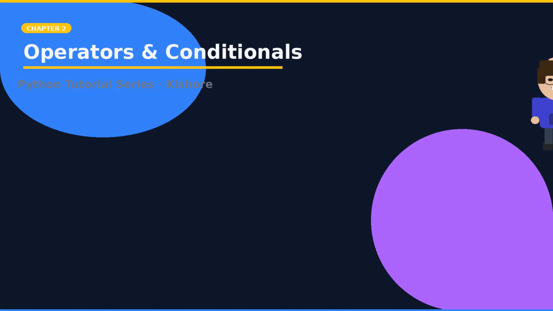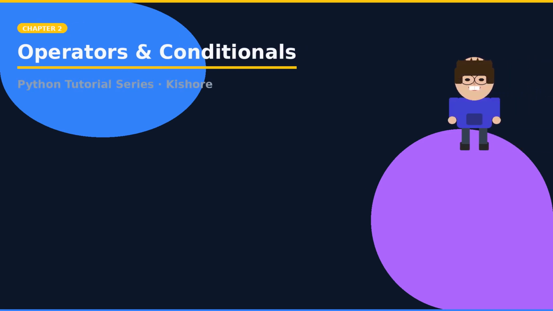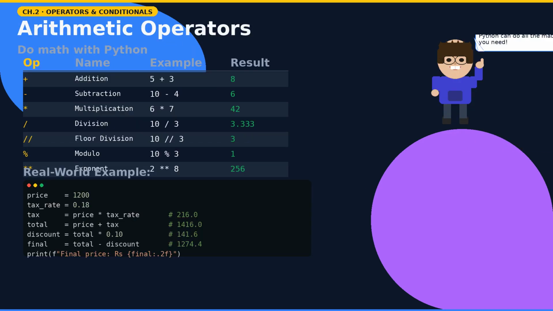Welcome to Chapter 2, Operators and Conditionals. Python supports all the standard arithmetic operators. Plus for addition, minus for subtraction, asterisk for multiplication, and / for division. Note that division always returns a float in Python 3.